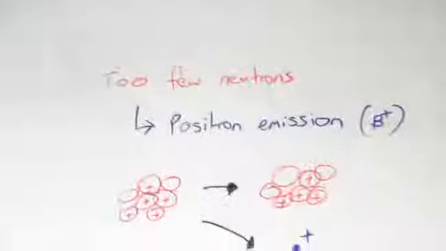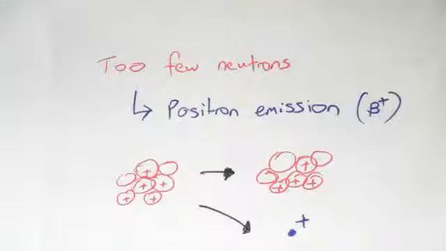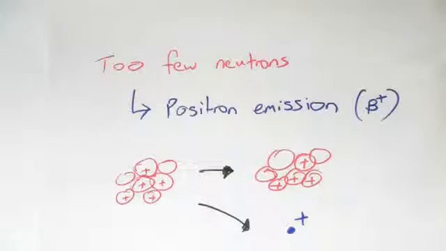The second case, too few neutrons. That's where you get what's called positron emission. So you have all these protons around, only a few neutrons. You can turn a proton into a neutron by emitting what's called a positron. It's the antimatter equivalent to an electron, and that just zips away and usually annihilates somewhere else, and you get a higher neutron to proton ratio, a lower proton to neutron ratio.